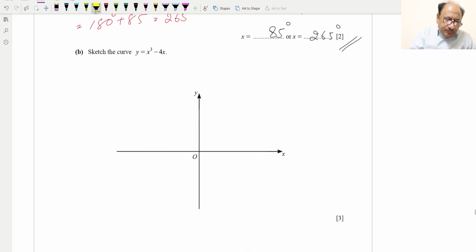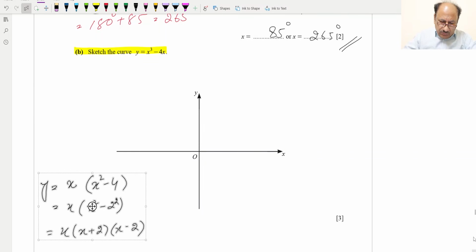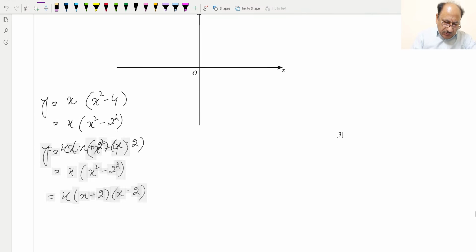Now they're saying sketch. B part, sketch this curve. So what we can do, we can basically rewrite the same equation in factorized form. Y is equal to, we can take x common, so inside will be x squared minus 4, and further we can rewrite it as x squared minus 2 squared, and this can be written as x into x plus 2 and x minus 2. So what I will do, I will shift this over here so that we can draw it properly. So this is our working.